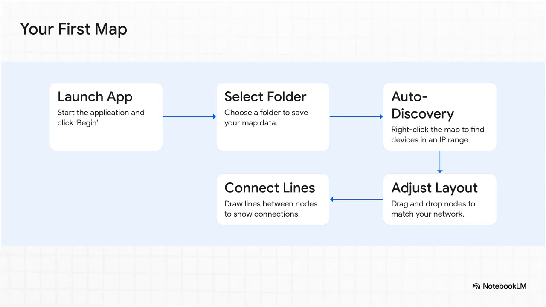First, you just install the app and pick a folder to save your data. Then, you hit Auto Discovery and point it at your IP range. Boom, it goes out and finds all your devices. They pop up on the map, and then you just drag them around to match how they're set up in the real world and draw some lines to connect them. I mean, we're talking a few minutes, and you've got a living, breathing diagram of your network.